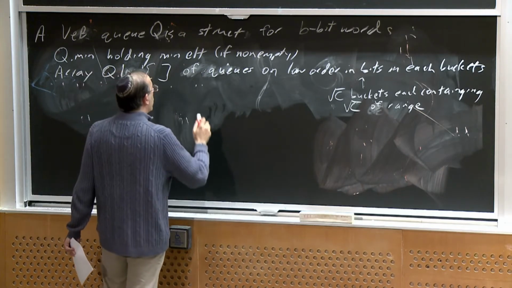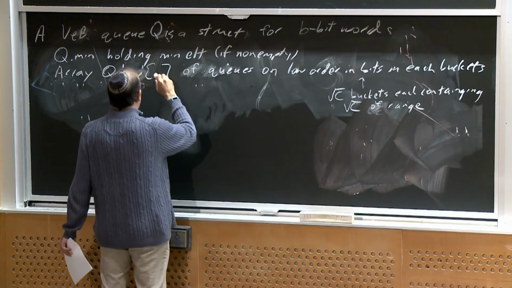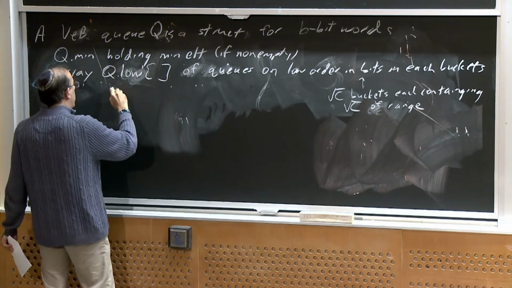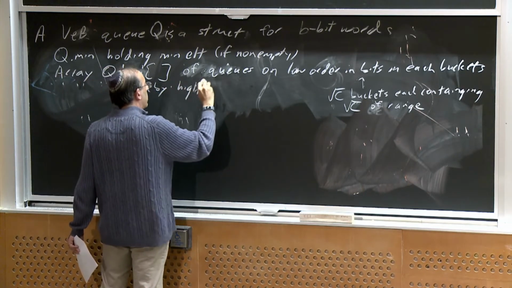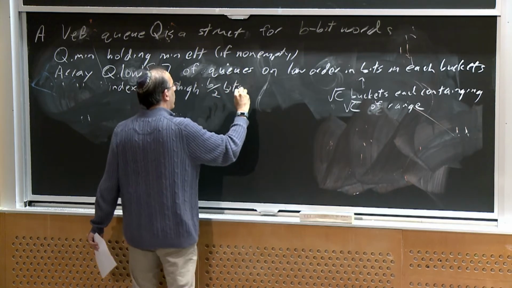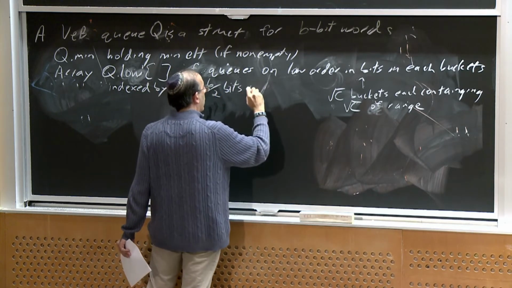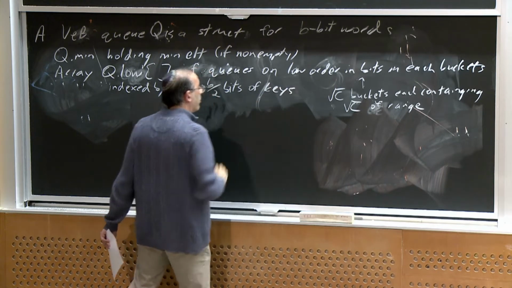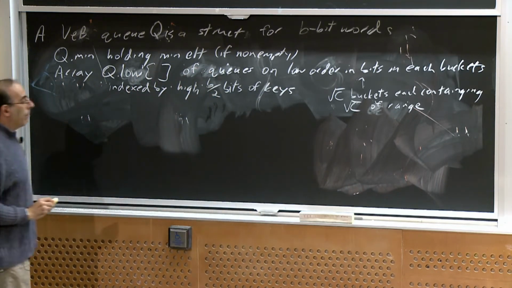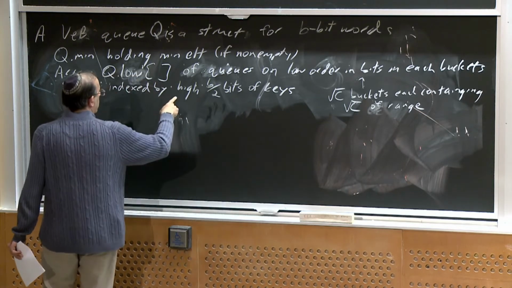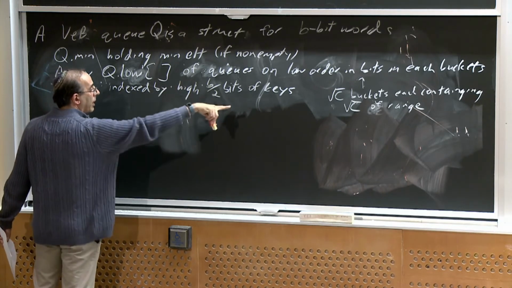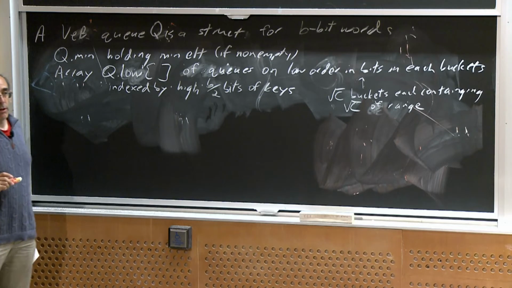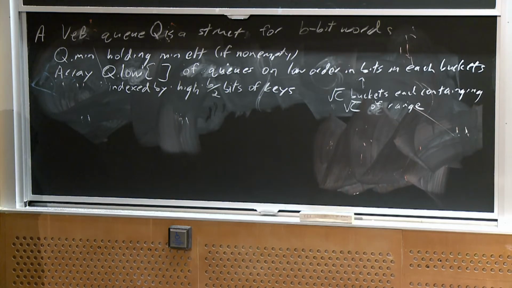Okay. And so that means that this array q.low is indexed by the high b over 2 bits of your keys. Okay. And so you're indexing on the high b over 2 bits, and then each of your queues, which is going to recursively contain a root C range, is a queue on the low b over 2 bits of the words in that range. Make sense?